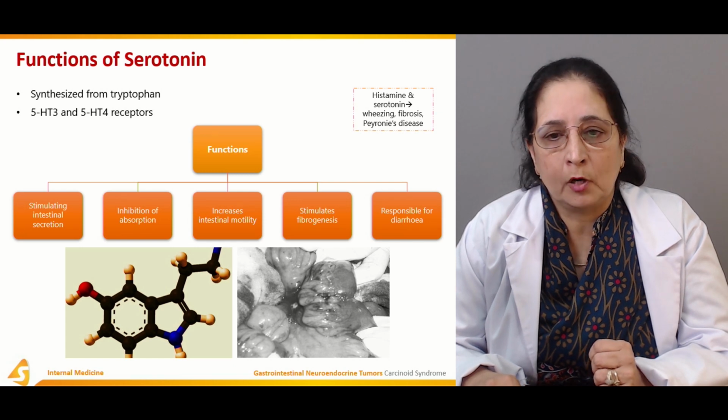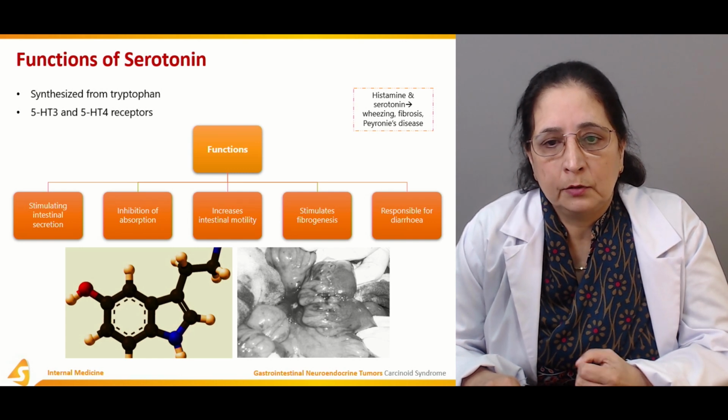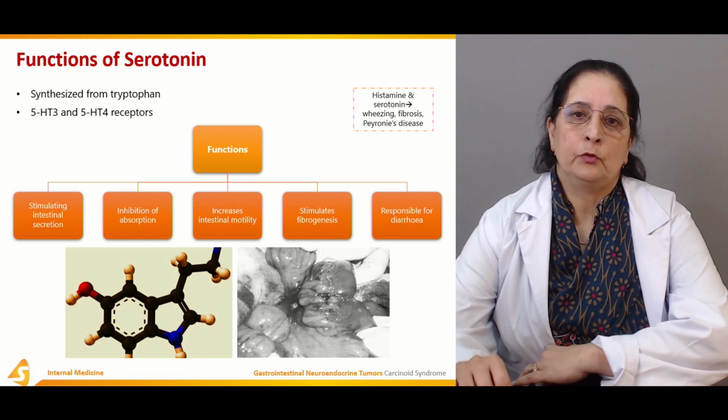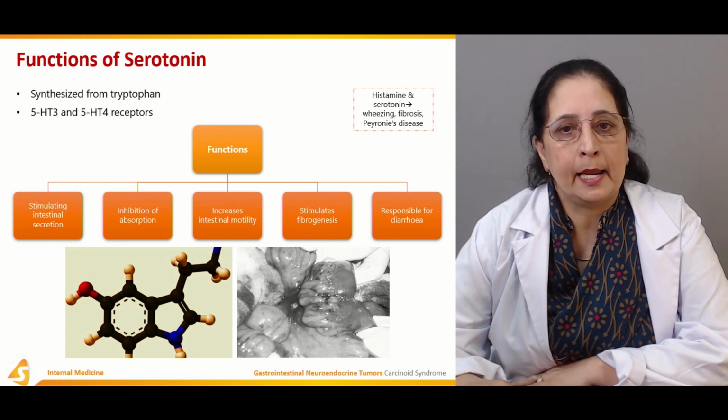Histamine and serotonin lead to wheezing, fibrosis, and also Peyronie's disease. So these are the features associated with serotonin and histamine.